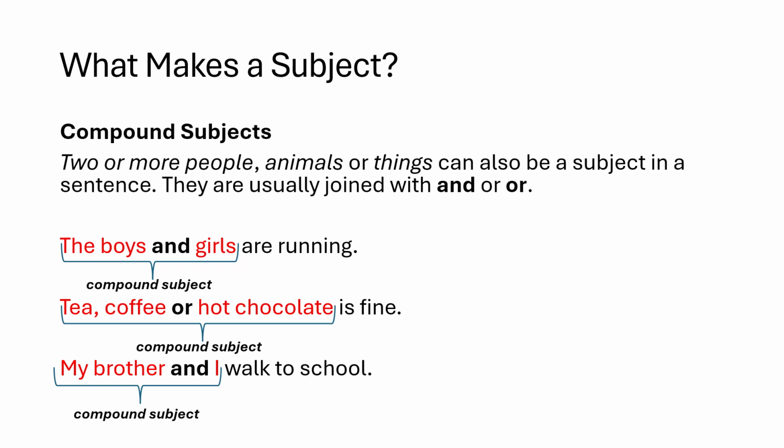Two or more people, animals or things can also be a subject in a sentence. They are usually joined with and or or. Compound subject, the boys and girls. The boys and girls are running.